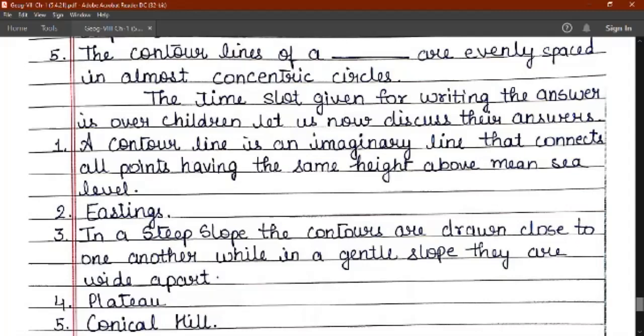I hope you all have understood the topic very well. You are required to read chapter 1 and the assignment at least twice. Note down the glossary terms given on page number 17 in your notebook, and draw the diagrams showing gentle slope, steep slope, conical hill, plateau and ridge.